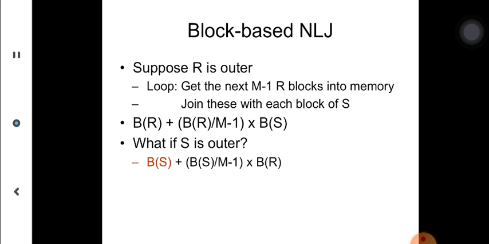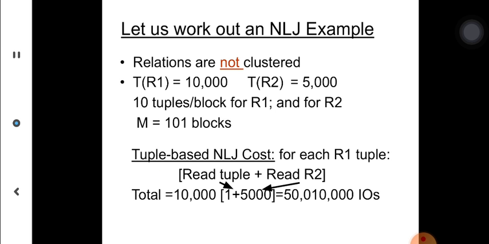Suppose R is the outer relation. In that case, for the blocks of R, you have a relation of blocks with the memory size minus 1, because you already have the block there, and then the blocks of S. What if S is the outer? Then you are replacing the B of R with the B of S, and you have the same calculation done.